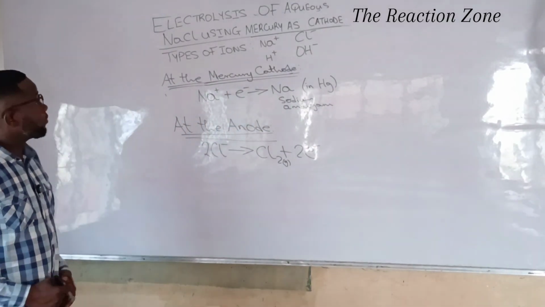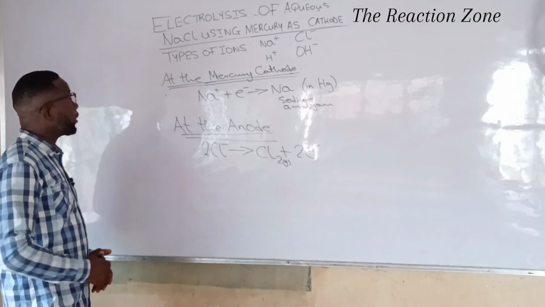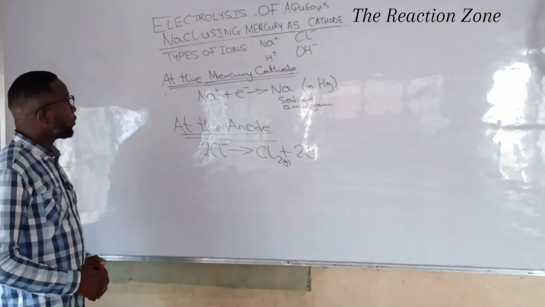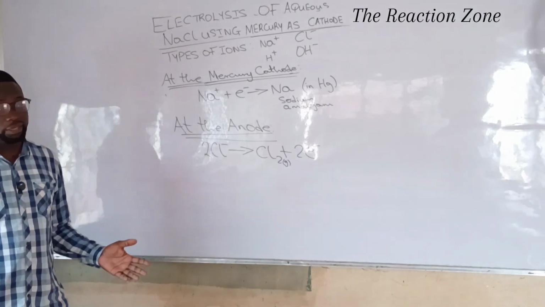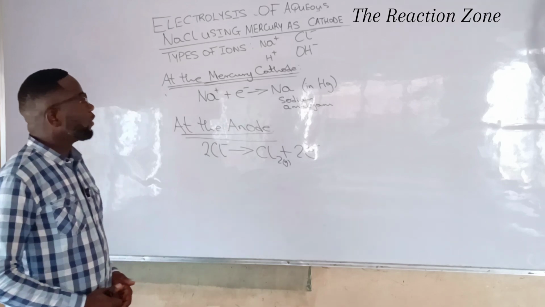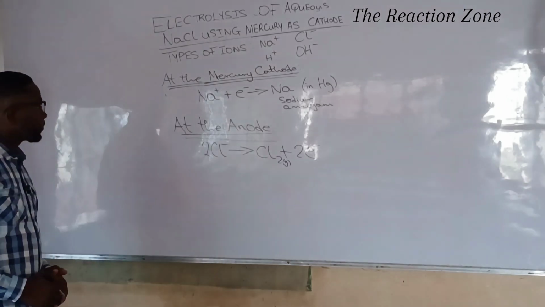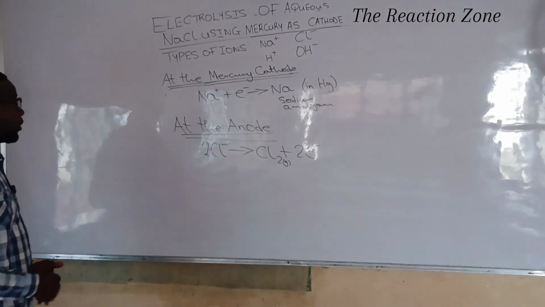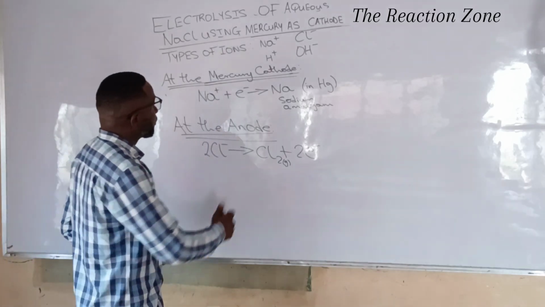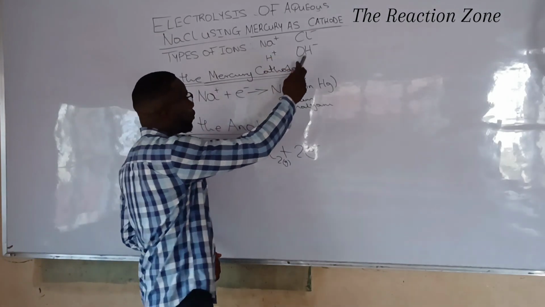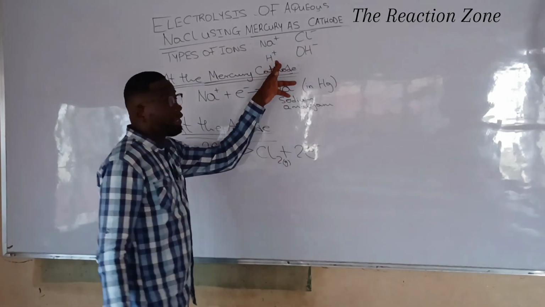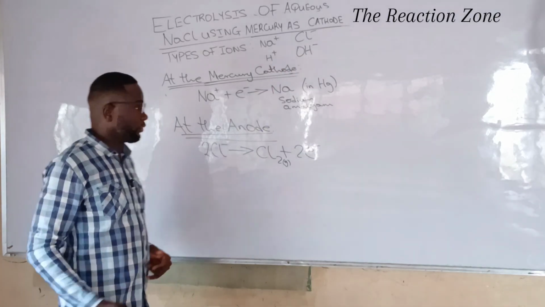In today's lesson, we're going to look at the electrolysis of aqueous NaCl using mercury as the cathode. Now, in this process, there will be four types of ions in solution: sodium ion, chloride ion, hydrogen ion, and hydroxide ion.